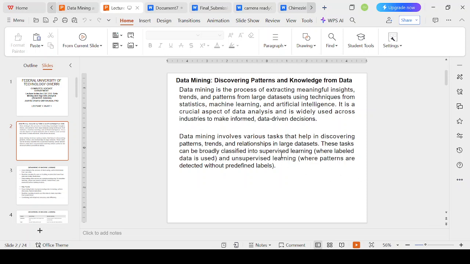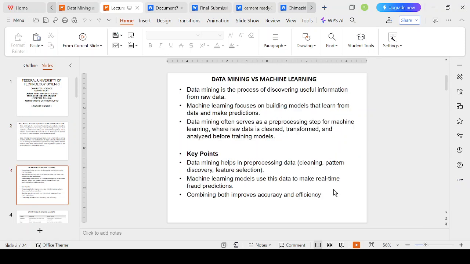Data mining involves various tasks that help in discovering patterns, trends, and relationships in large datasets. These tasks can be broadly classified into supervised learning, where labeled data is used, and unsupervised learning, where patterns are detected without predefined tasks. We still have other types when you come to machine learning, which we call reinforcement learning, but for now, we're going to concentrate on supervised and unsupervised learning.